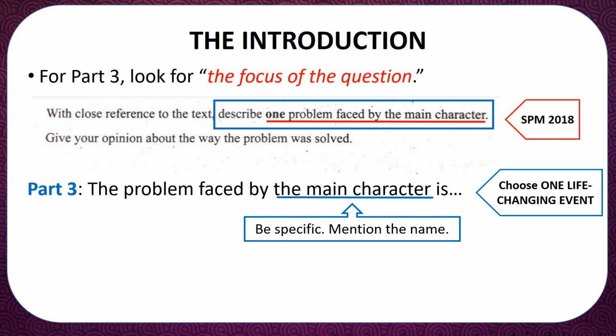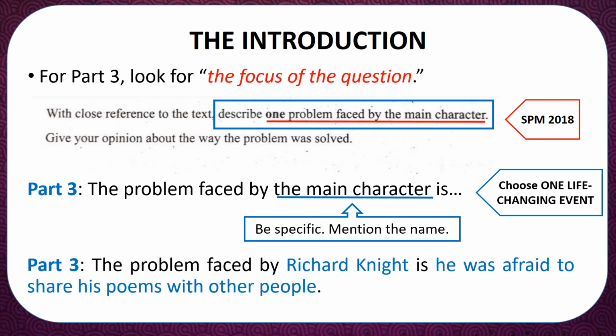Who is the main character? Because we are using Dear Mr. Kilmer, the main character is Richard Knight. So this is how part 3 will look like. The problem faced by Richard Knight is he was afraid to share his poems with other people. So this is how part 3 looks like.